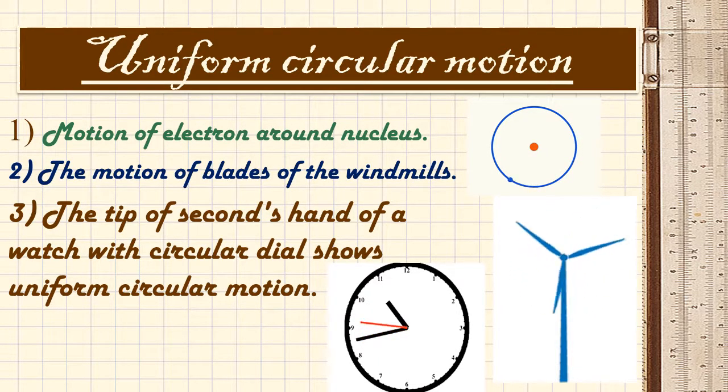So students, these are three examples of uniform circular motion, and there are many more examples around us. You have to find out more examples of circular motion in day-to-day life. One more example I am giving you is the motion of Earth around the sun. This is also a uniform circular motion, and we can also take the example of an artificial satellite revolving around the Earth. This is also an example of uniform circular motion, because the satellite revolves around the Earth with a constant speed in a circular motion.